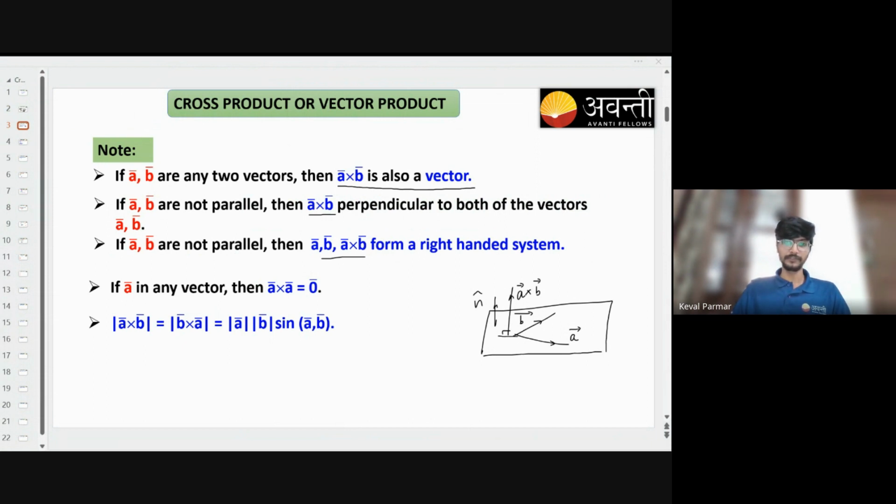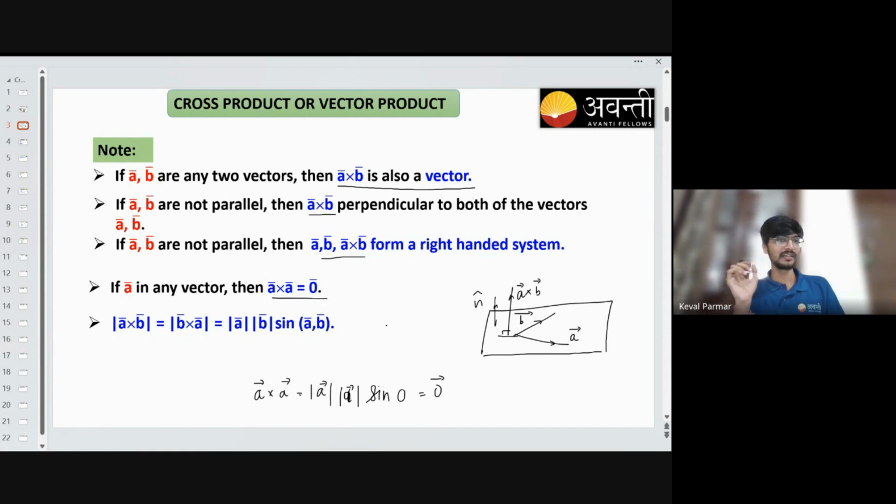Let's see what is next. Next is, if A is any vector, then A vector cross A vector will be 0. Why? Because according to definition, A vector cross A vector will be mod A into mod A into sine 0. Why sine 0? Because if A vector and A vector is the same, then the angle between both will be 0. And as we all know, sine 0 is 0. That means I'll get 0 vector.